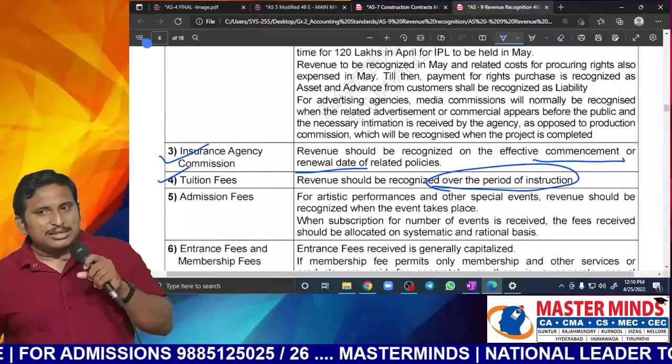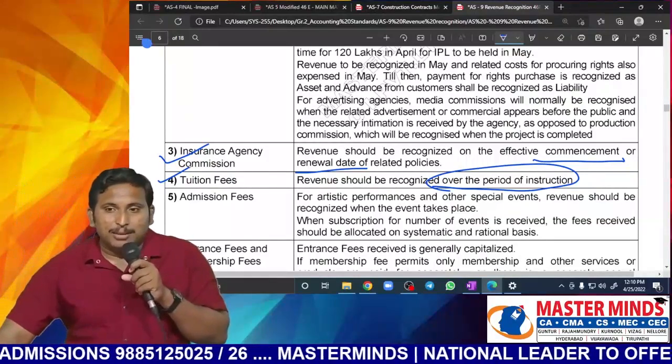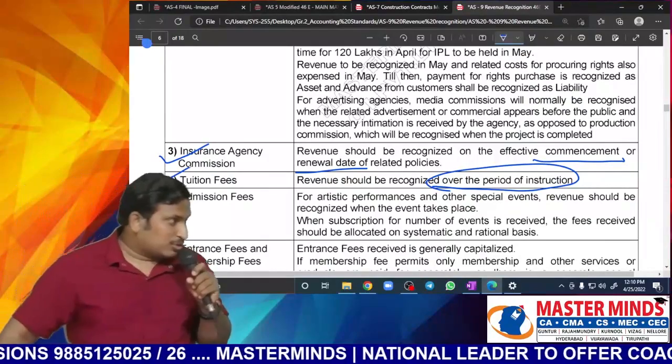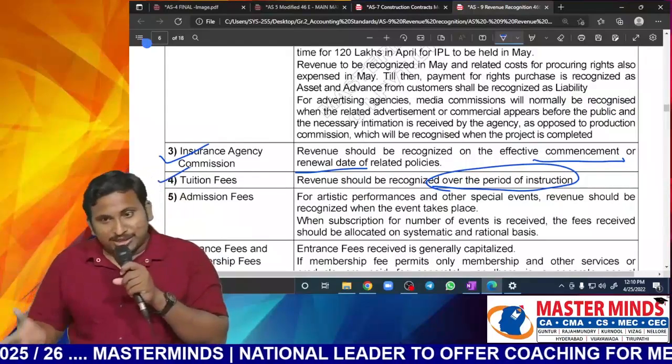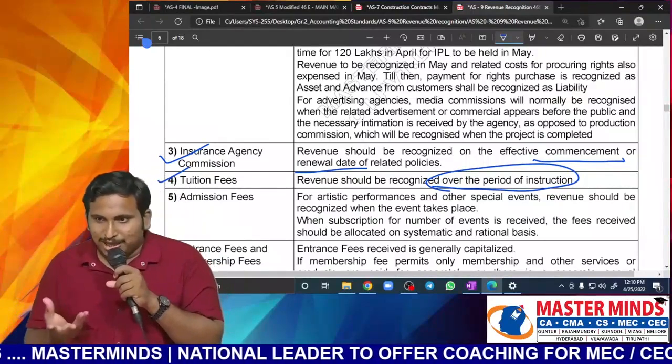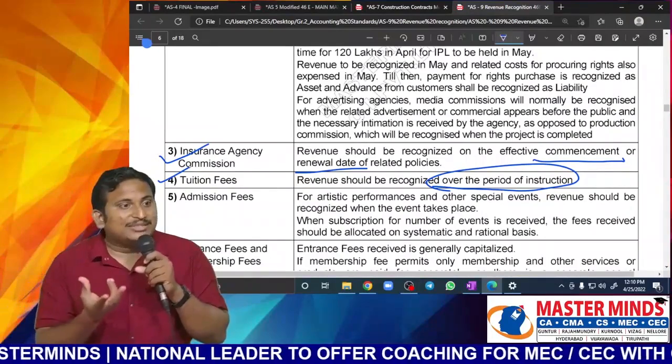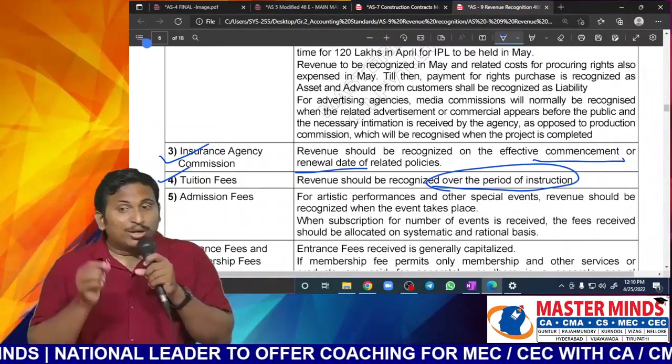Because, sir, premium payments may be half yearly, quarterly, monthly also. You could observe whenever you are paying insurance premium, sometimes monthly payments will be there, sometimes quarterly, sometimes half yearly. So we cannot decide simply based on payment, sir. We have to look at renewal date.